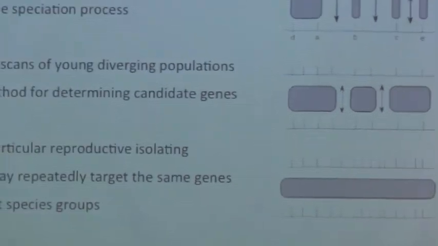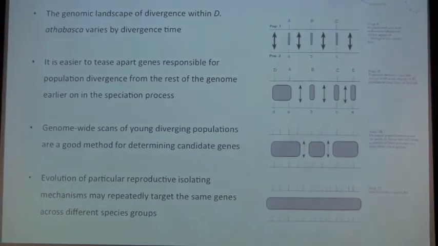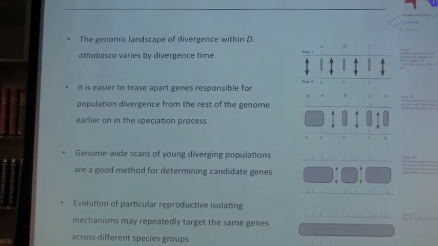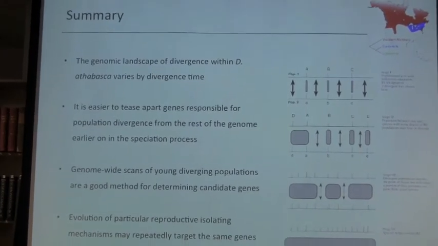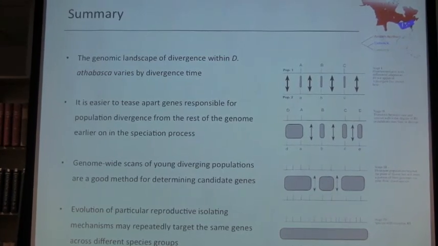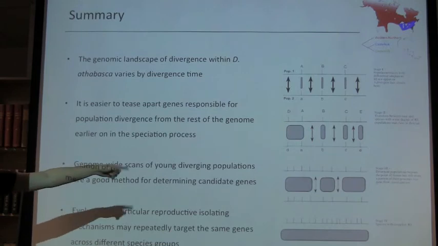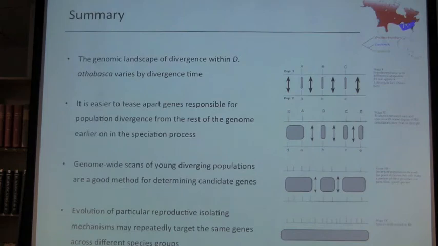So finally, what have we learned so far? This is ongoing, but so far what we've learned is that the genomic landscape of divergence within Athabasca varies by divergence time. Eastern A and Eastern B are in the earlier stages, where you can actually find peaks in the genome that correspond to divergence, whereas the Western versus Eastern comparisons are maybe further down in the process, where it's harder to see what's going on. So it's easier to tease apart the genes that may be responsible for population divergence or speciation earlier on in the speciation process.